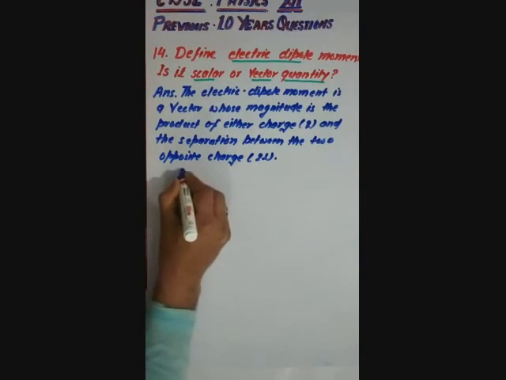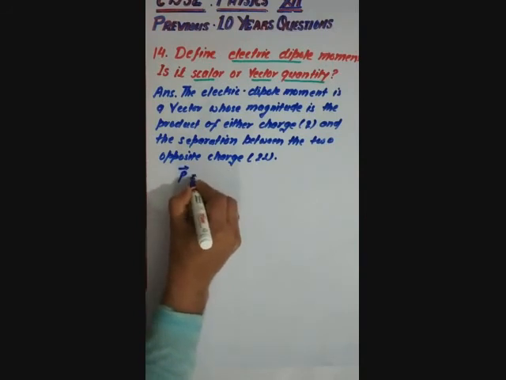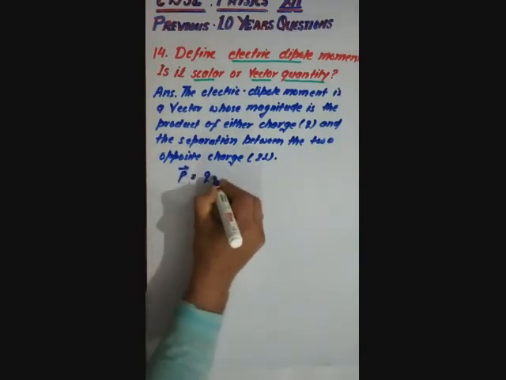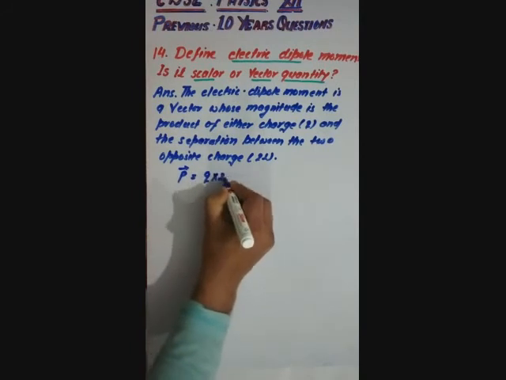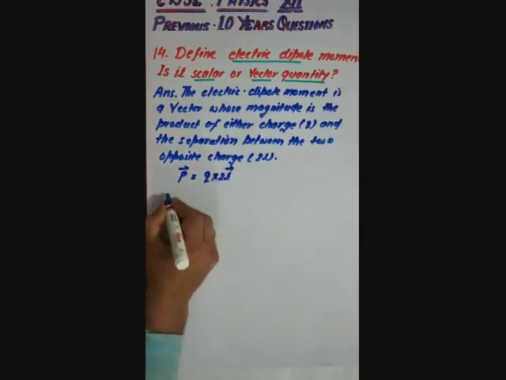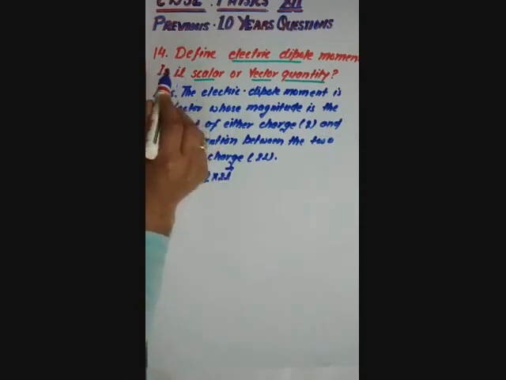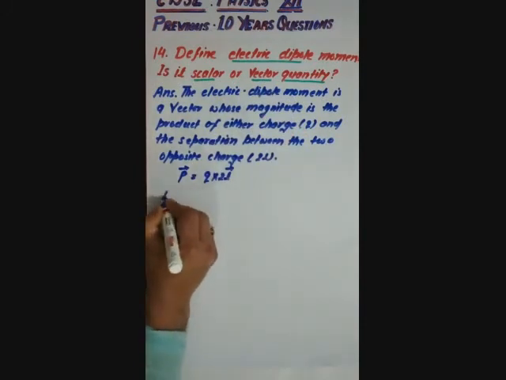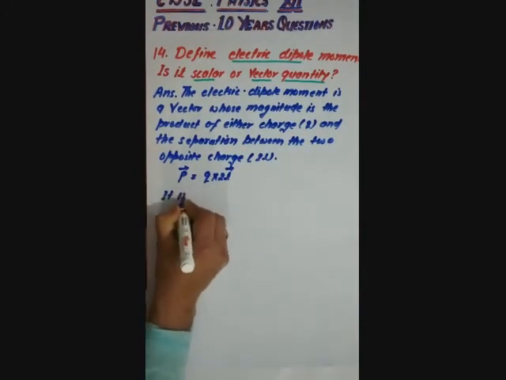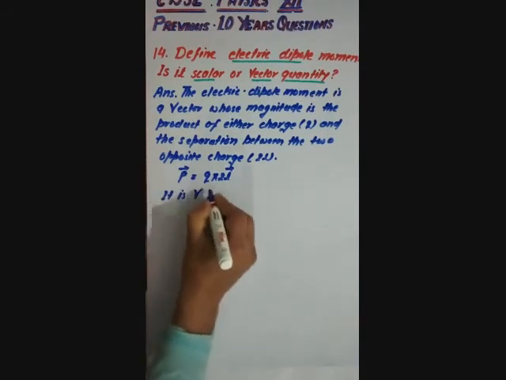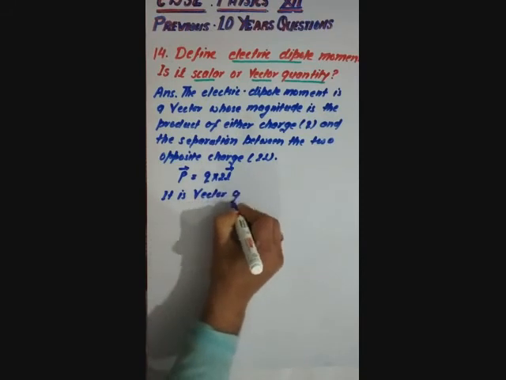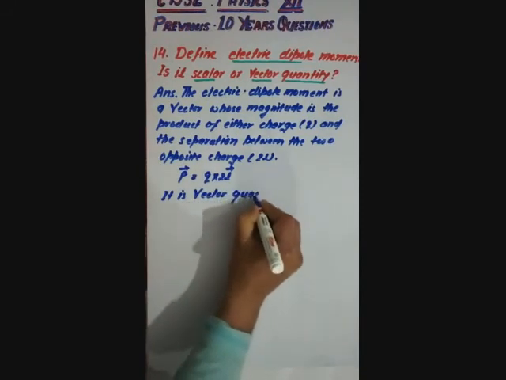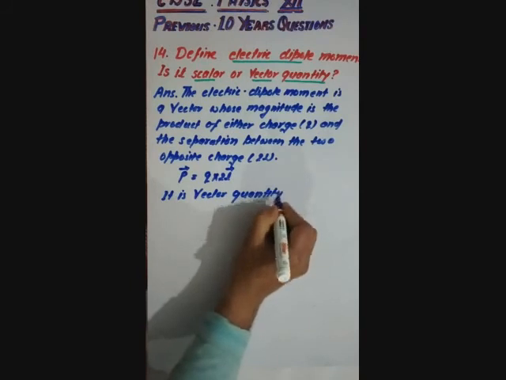Dipole moment represented by P vector equals Q into 2L. Then, is it scalar or vector quantity? It is vector quantity.